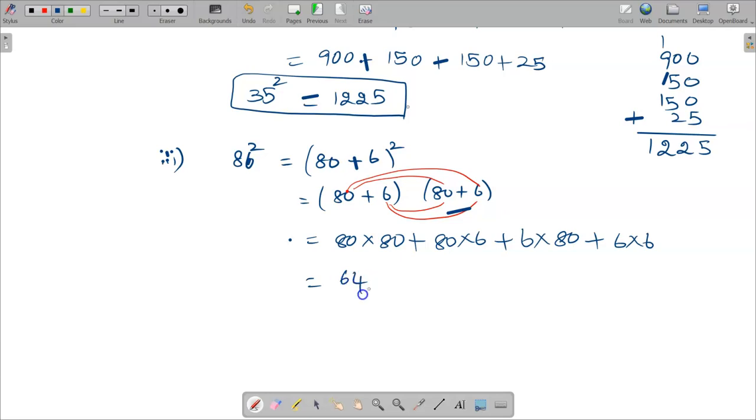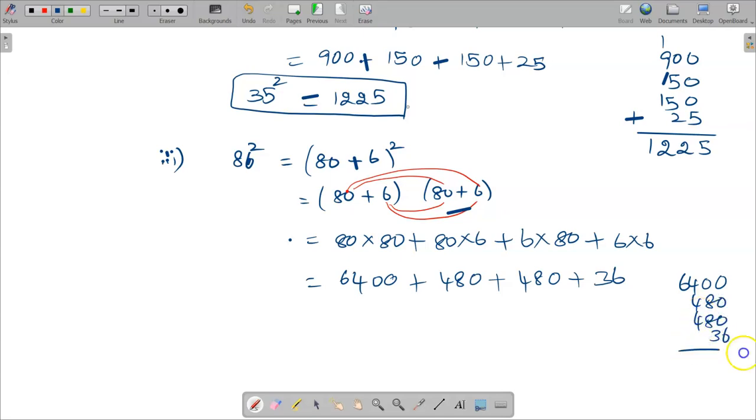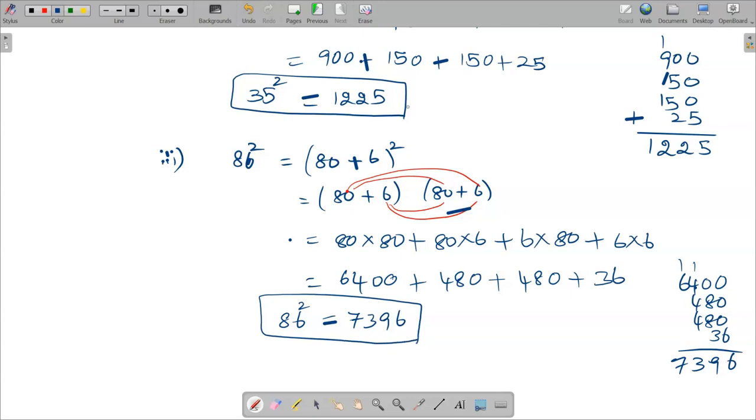8 8s are 64. You have here 1 zero, here 1 zero, so double 0. 8 6s are 48 and then 1 zero you have. Again 8 6s are 48, 1 zero you have. 6 6s are 36. So 6400, 480, 480 and then 36. 6 plus 0, 6. 8 plus 8, 16. 16 plus 3, 19 and then 1 carry. 4 3s are 12. 12 plus 1, 13. 1 carry. 6 plus 1, 7. Okay. So the final answer is 7396. So by using the first method only I am solving all the problems. You can use the alternate method by using the formula also.